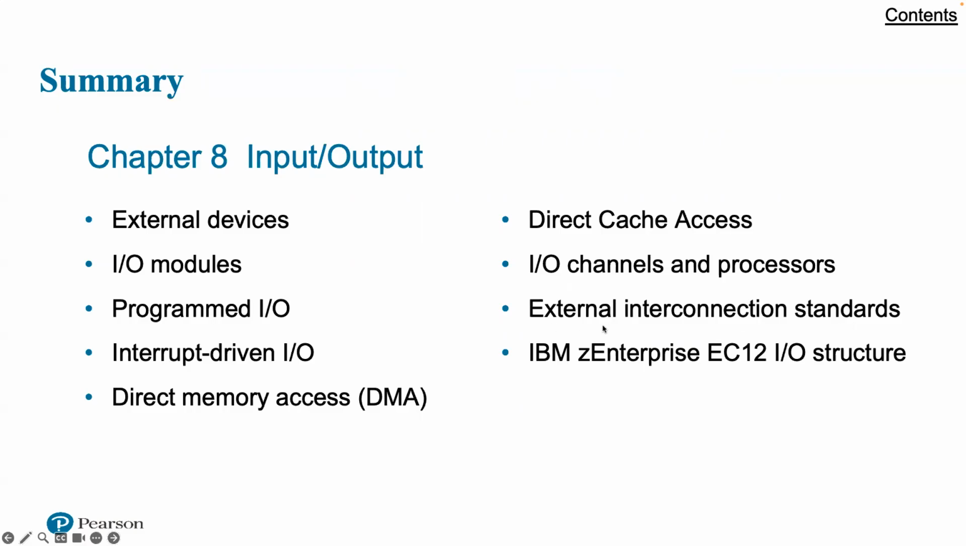The most recent one that has been quite useful for me is Thunderbolt, but USB is definitely a mainstay, Ethernet, Wi-Fi, all of that. And then we got a chance to talk at an extreme IBM level about a server, the IBM zEnterprise EC12 I/O structure.